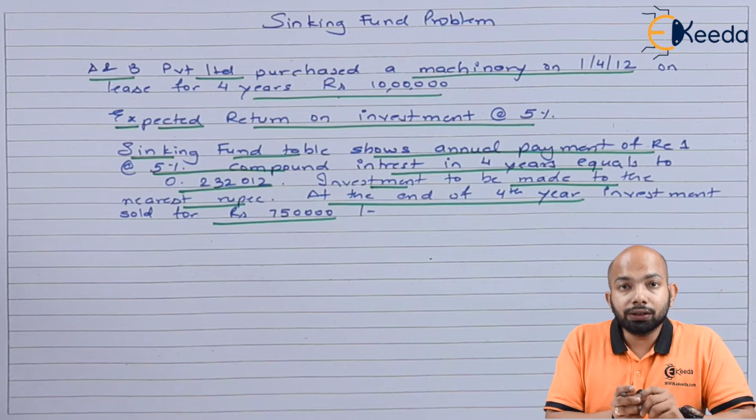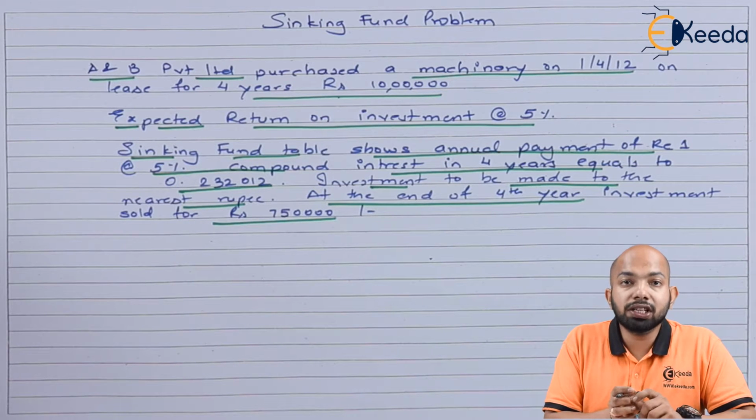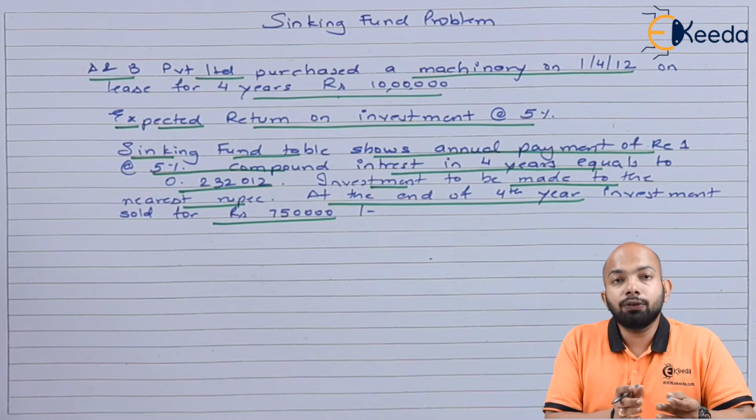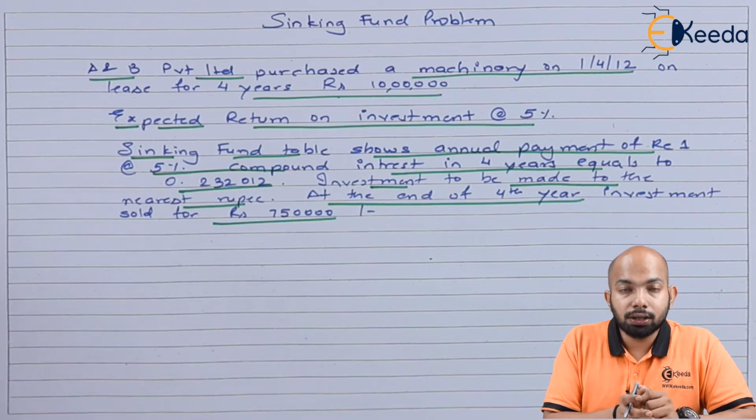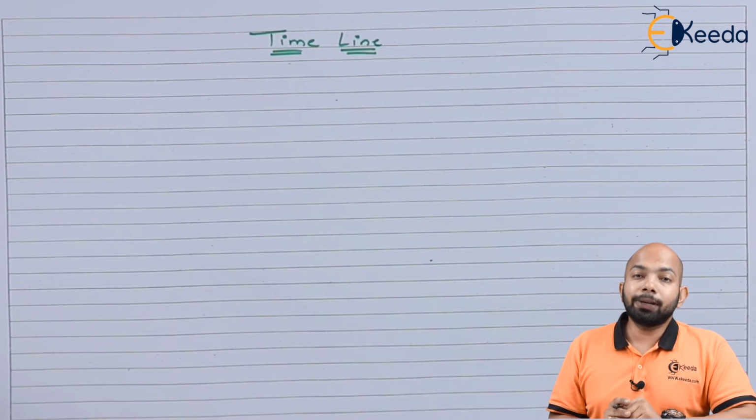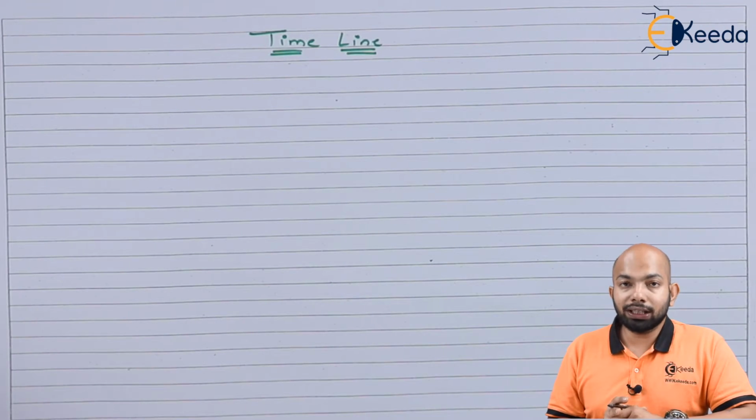At the end of the 4th year, this investment was sold out for 7,50,000. So we have to prepare the journal entries for this. So let's go ahead with the journal entry preparation. But before that, let's do the calculation first. We'll get the timeline prepared first so that you can understand what needs to be done.